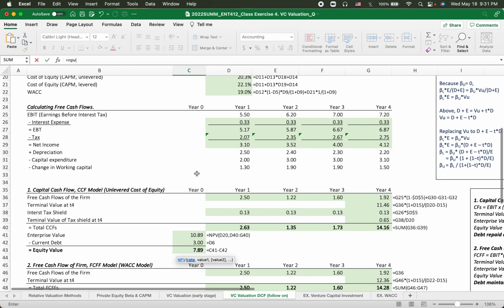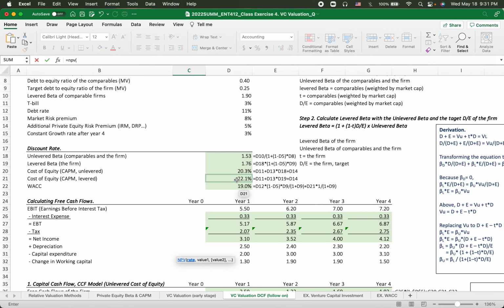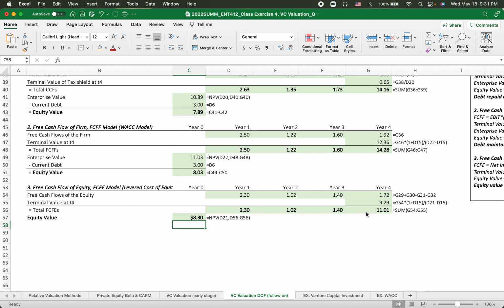Now, I guess the highest, right? The highest one is the cost of equity. Let's drag all the future cash flows. And then we got 8.3. Even so, it is greater than the equity values in other methods, right?